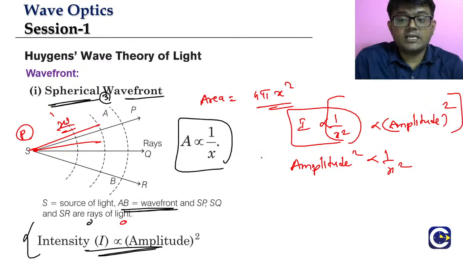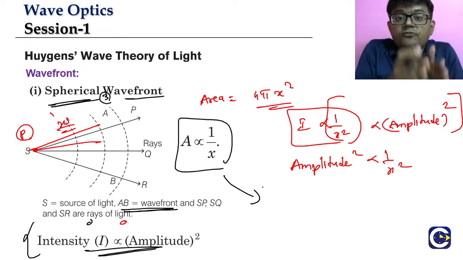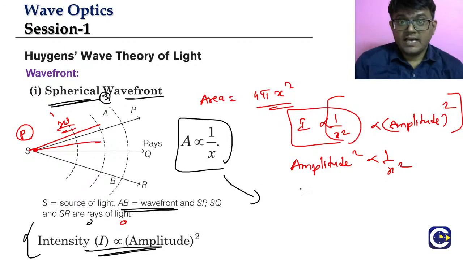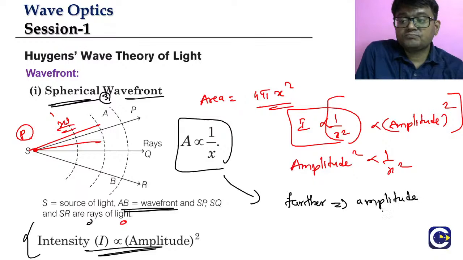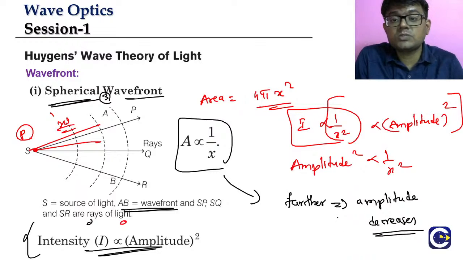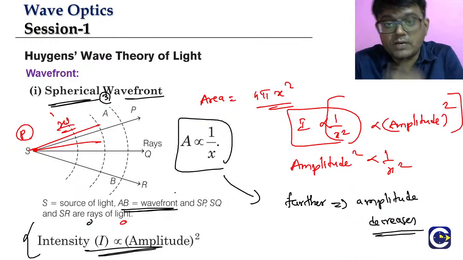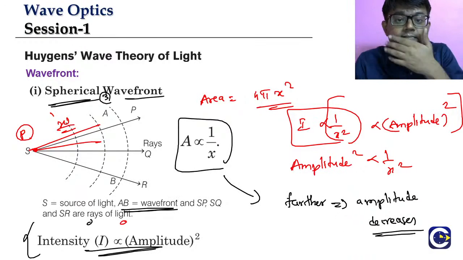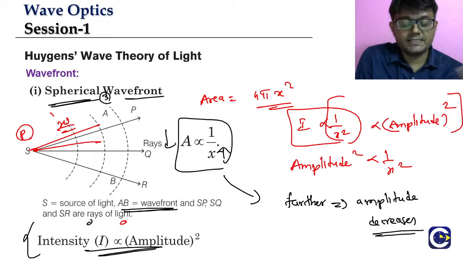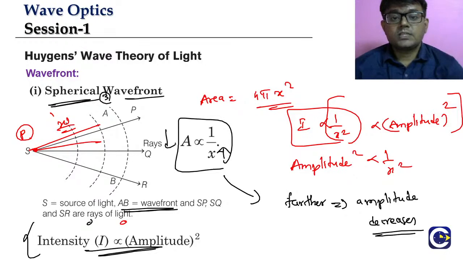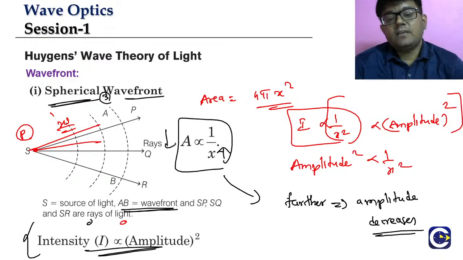So here you can see clearly, as you move farther and farther, the amplitude of that light wave decreases, because A is proportional to 1 by x. If you go farther from the source, the x value will be more, and x being more means A will decrease. Okay, so this is about the spherical wavefront.